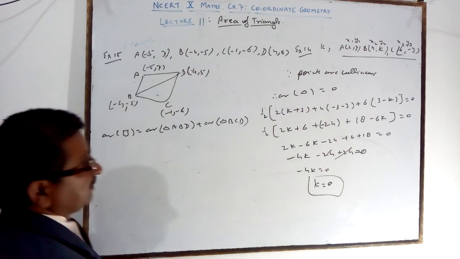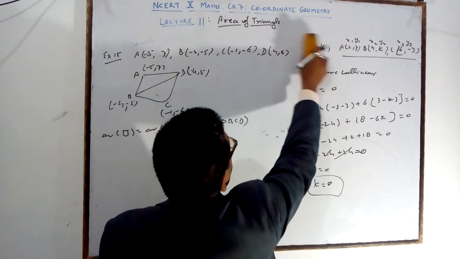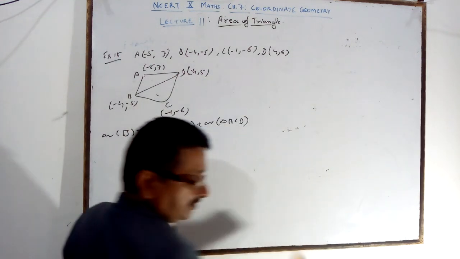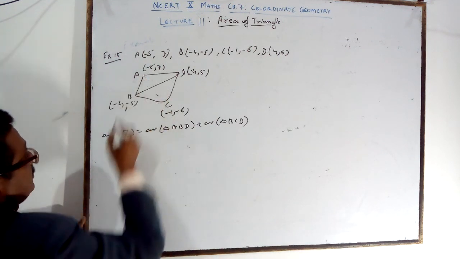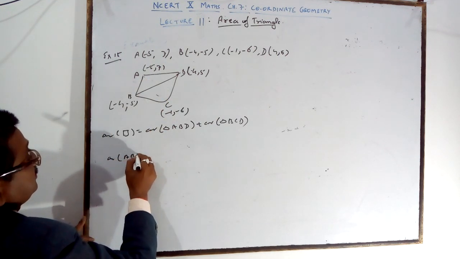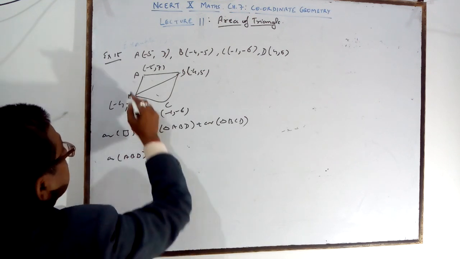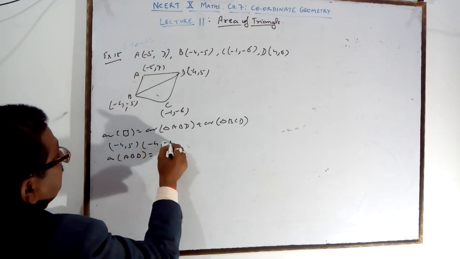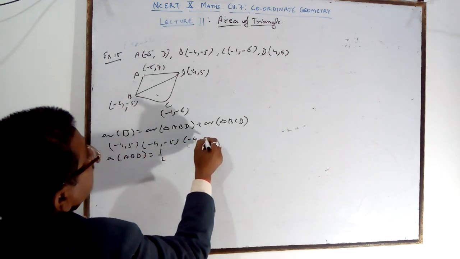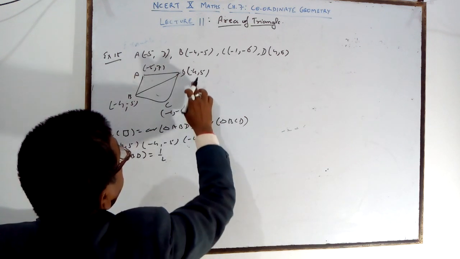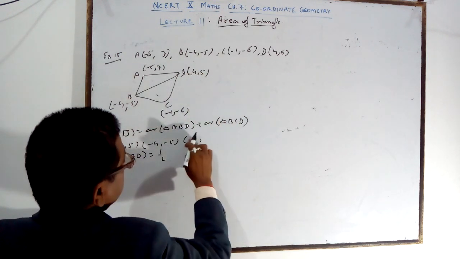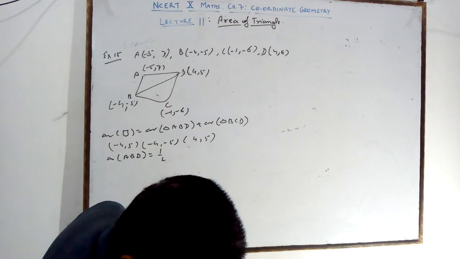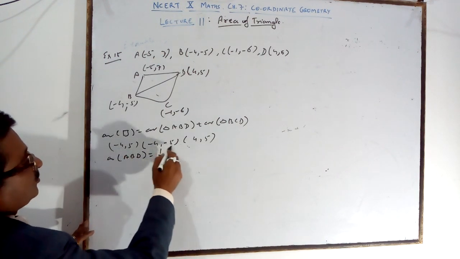You calculate the area of both triangles by the formula. Which formula? The formula of the area of a triangle. You calculate both by this. Area of triangle ABD is equal to half. You will take minus 5, 7, minus 4, minus 5, and here 4, 5. These are all the three points, x1, y1, x2, y2, x3, y3.